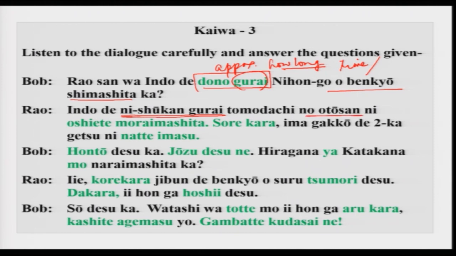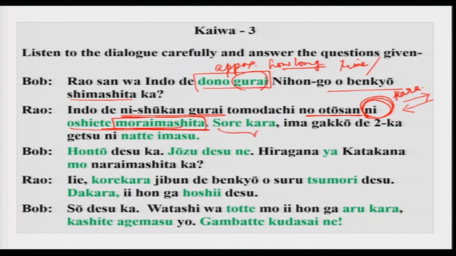Tomodachi no otousan ni oshiete moraimashita. So, moraimashita we did in the previous kaiwa. Agemasu and moraimasu. What are the particles that are going to be used with agemasu and moraimasu? Watashi wa tomodachi ni agemasu. Watashi wa tomodachi ni moraimasu. And if you feel that ni is a little difficult to remember, for moraimasu, when you are receiving something, you can use kara also. Tomodachi kara moraimashita. Tomodachi no otousan ni oshiete moraimashita.